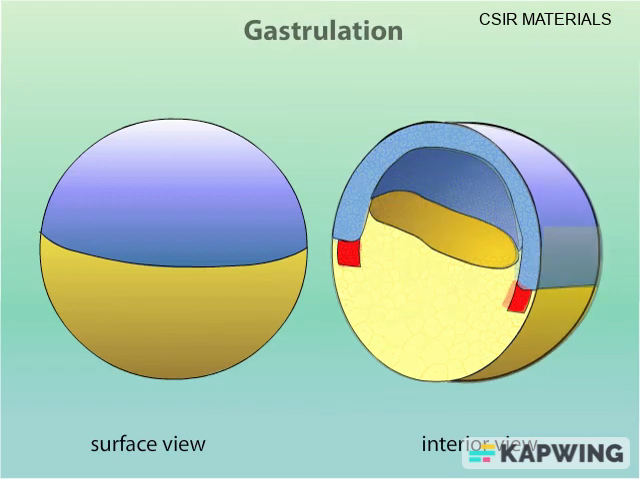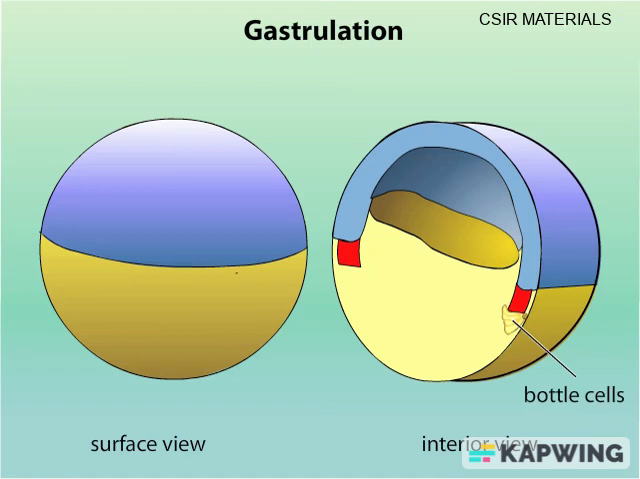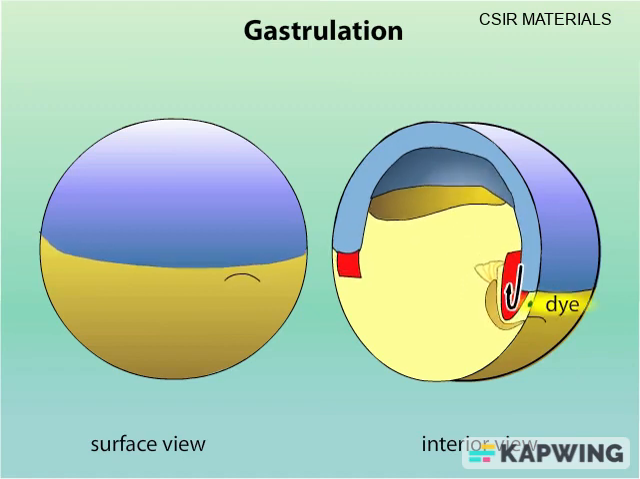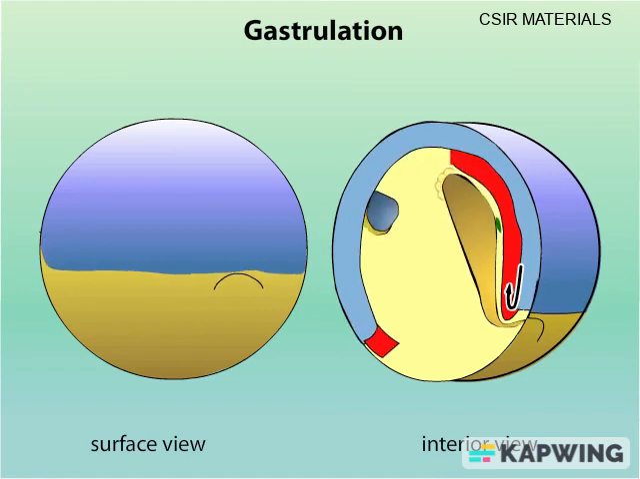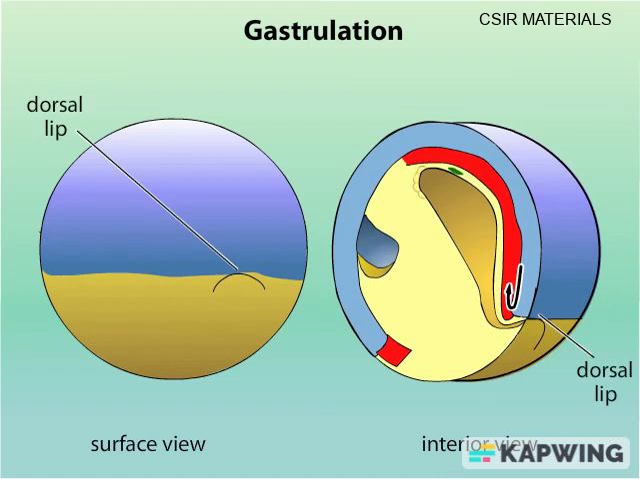At the beginning of gastrulation, a few surface cells, called bottle cells, move into the interior of the embryo, followed by other surface cells. We can track the movement of cells into the embryo if we add dye to a few surface cells. The movement of cells into the embryo creates a lip, called the dorsal lip, over which sheets of cells continue to move inside.